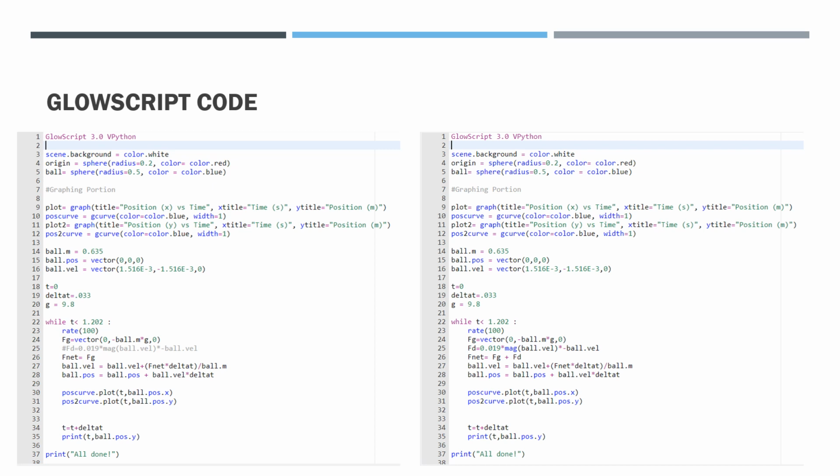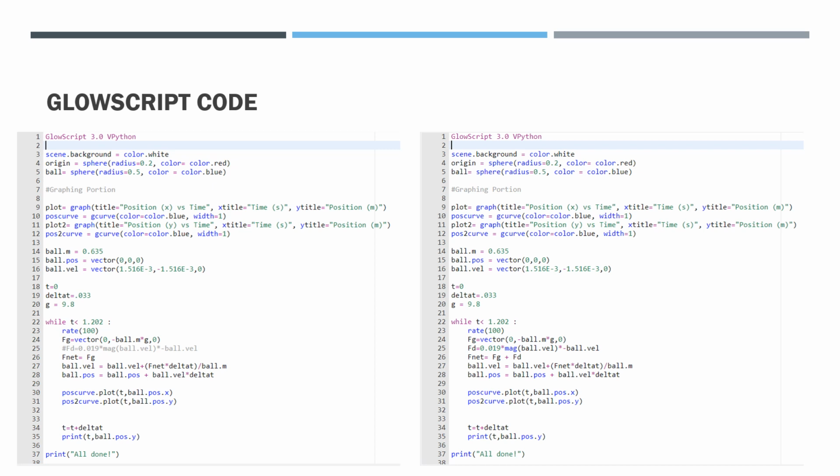After that, I set the while loop so the model can compute for every time frame until it reaches the end, being 1.2 seconds. From there, I set Fg equal to 0, negative ball.m times g, 0. What's important is that because there is a 0 value for the x direction, no matter what happens, there will be no acceleration or deceleration, as I'm only accounting for gravity, which happens in the y direction. F net then becomes equal to Fg, as I assume there is no air drag and the only force acting upon the ball is gravity. Finally, I update the velocity and position formula and run the code.